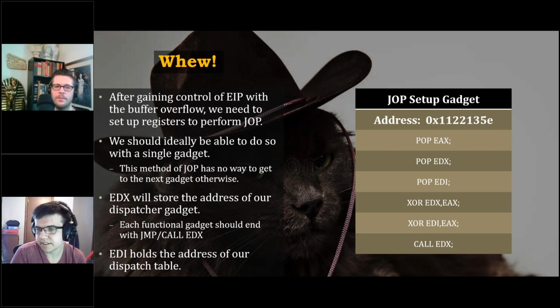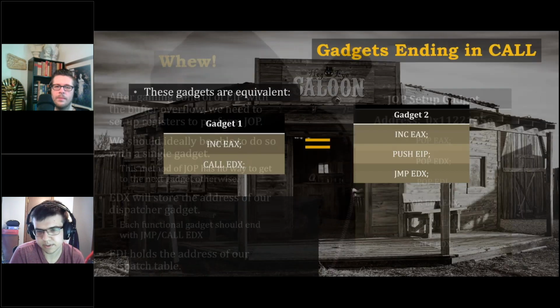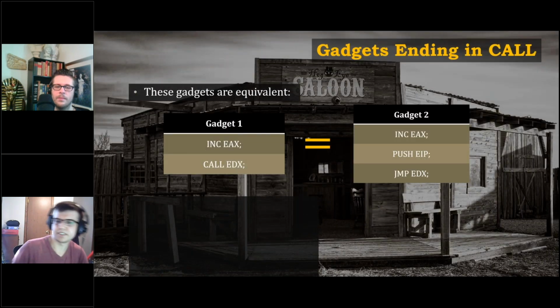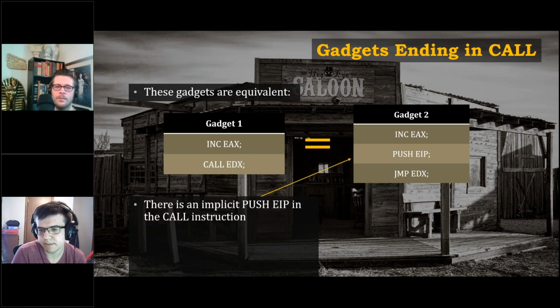But you might notice that in our setup gadget here, we end in a call instruction, and you might be wondering what's up with that. We're doing jump-oriented programming, right? Not call-oriented. Well, the call instruction is the same thing as jump, just before the jump, we have that implicit push instruction pointer. So that's pretty easy to deal with.